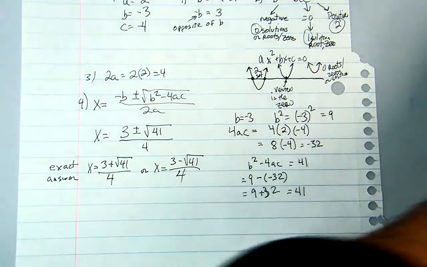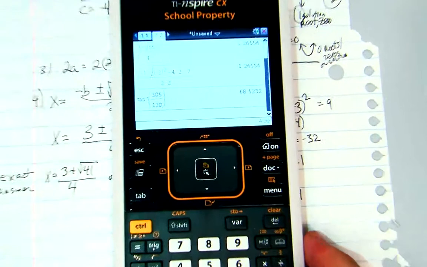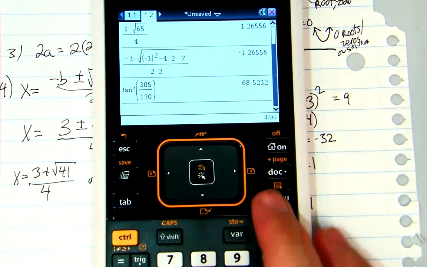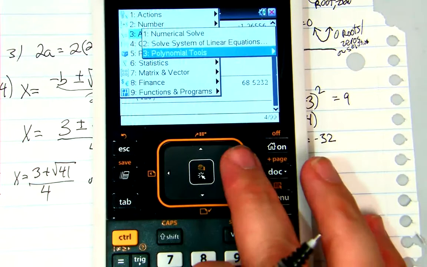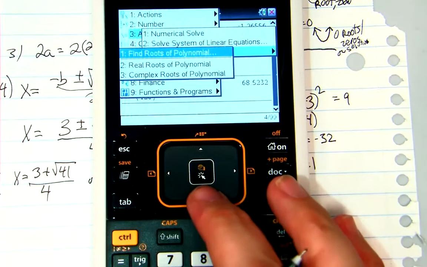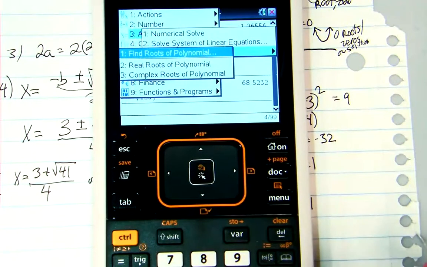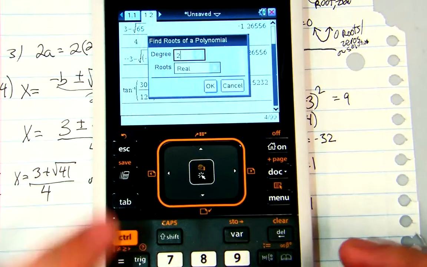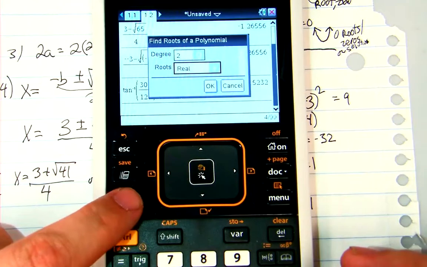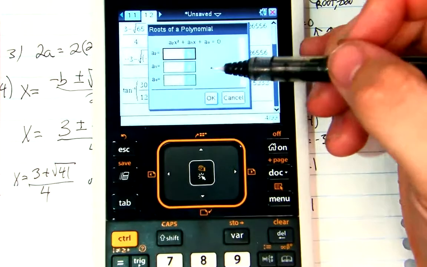If you use the Inspire calculator, there is an option in the menu. You can go down to Algebra. You can go down to Polynomial Tools, and then find roots of the polynomial. This will do the exact same thing as the quadratic formula. Now, we want degree of 2 because we have x squared. X squared is a degree of 2. We want the real answers because there are other answers besides real numbers. And then there's the equation right up here.